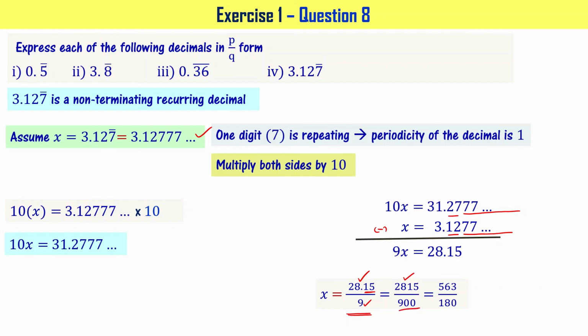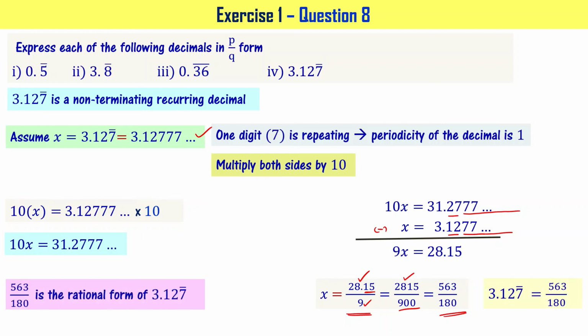Both have 5 as the common factor. When you simplify it, it can be written as 563 divided by 180, right? So to answer the question, 563 by 180 is the rational form for 3.127777 and so on. Got it?